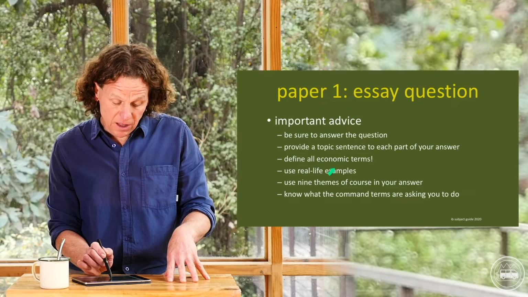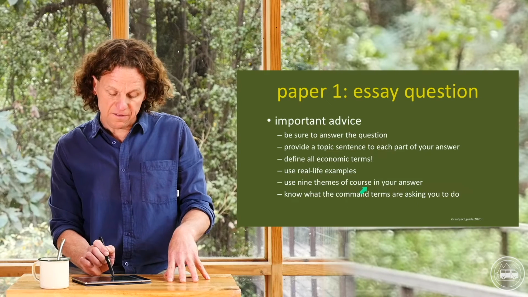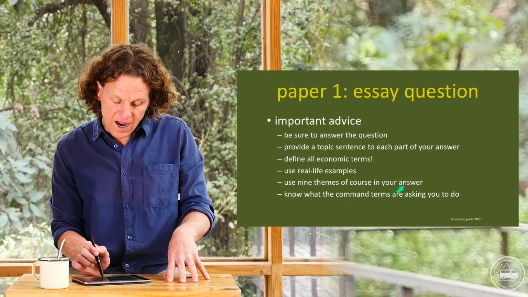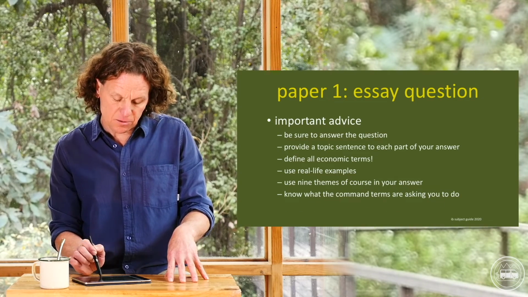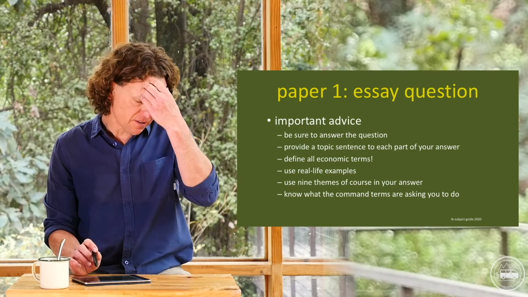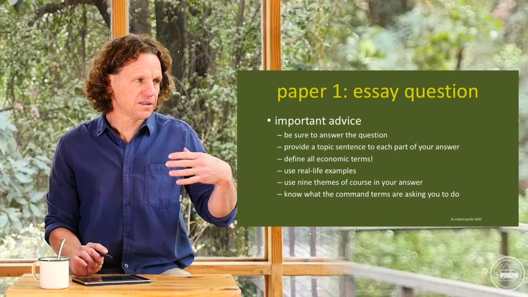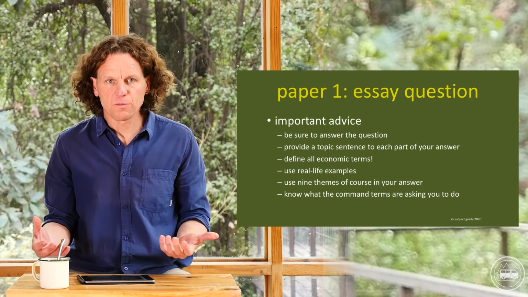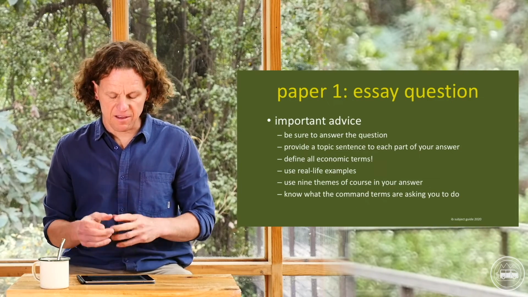So define all economic terms and use real life examples. If you can, use one of the 9 themes of the IB course in your answer. It's a great way of saying I can synthesize information. And know what the command terms are asking you to do. If it says explain, what does that mean? If it says evaluate, what does that mean? If it says to what extent, what does that mean? Synthesize, what does that mean? You need to know what you're being asked. And if you don't, then obviously you're not going to be able to answer the question as effectively.